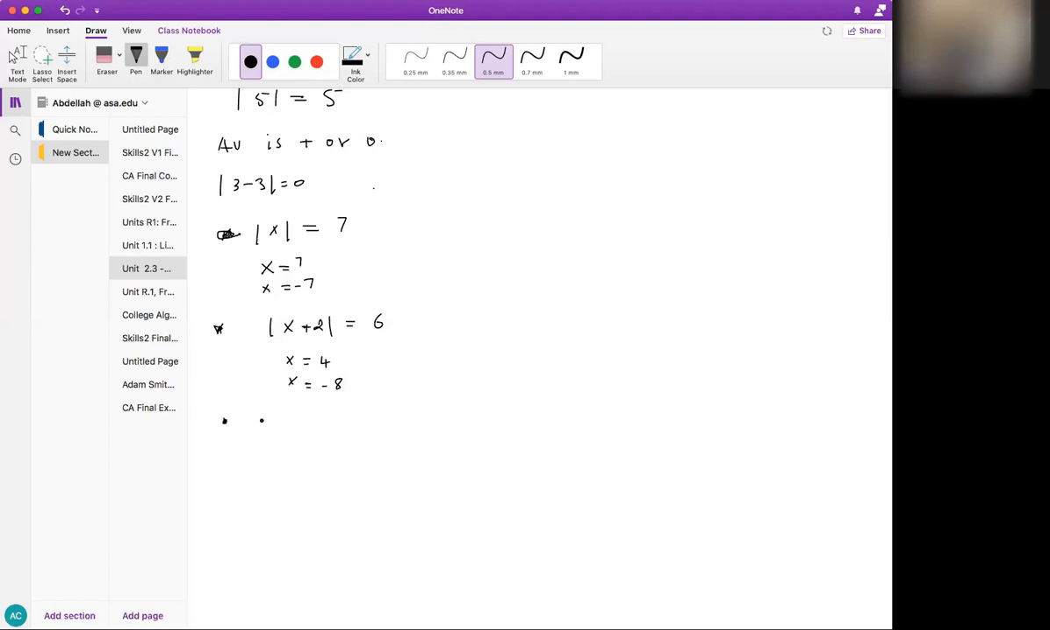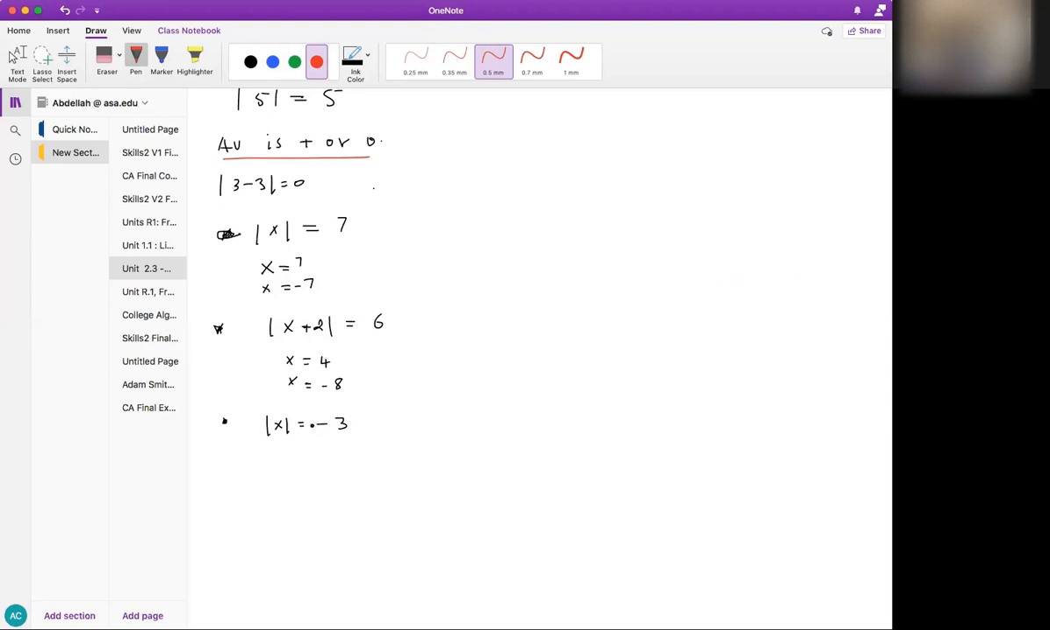What about this one? What do you think of this one? The absolute value of a number x is -3. What does that mean? Is that even possible? No, it's not. Why not? Because the absolute value is always positive or zero.